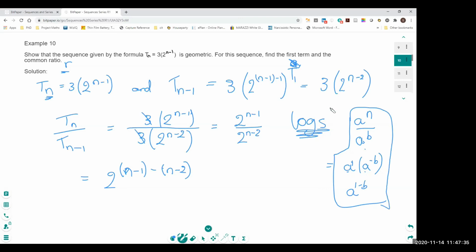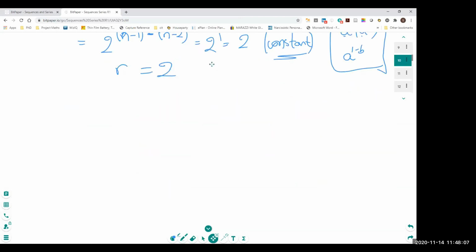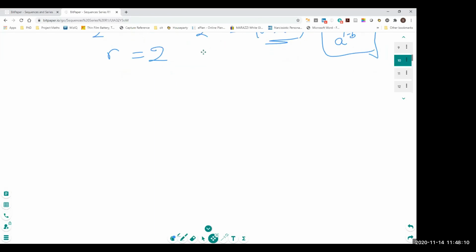That's how we got 2 to the power of n minus 1 over 2 to the power of n minus 2 as 2 to the power of both powers, one power subtracted from the other. And that's equal to 2 to the power of 1, which is equal to 2. And we know that's a constant. So it's a constant ratio. Okay? So the constant ratio r is equal to 2. So we know it's a geometric sequence.